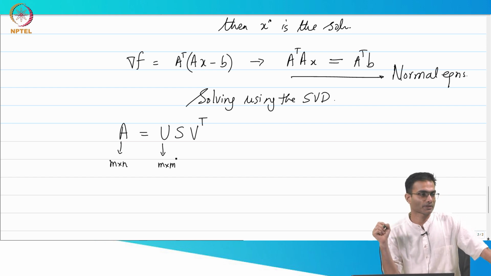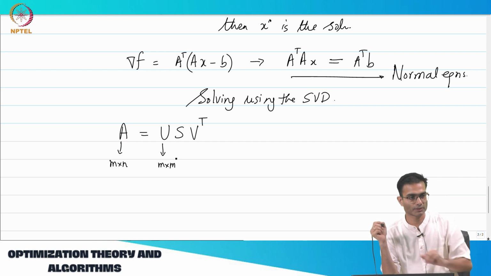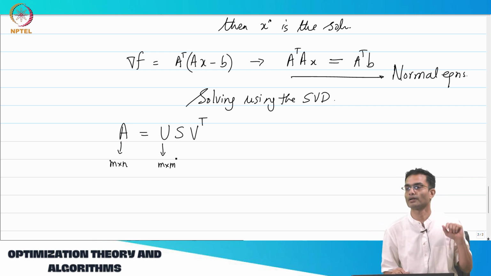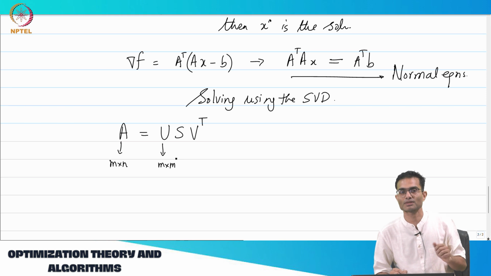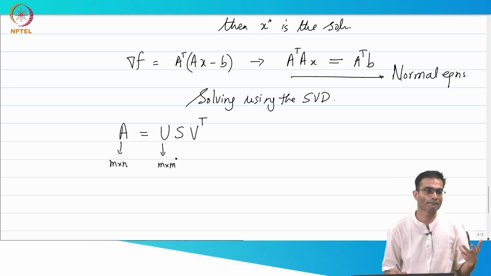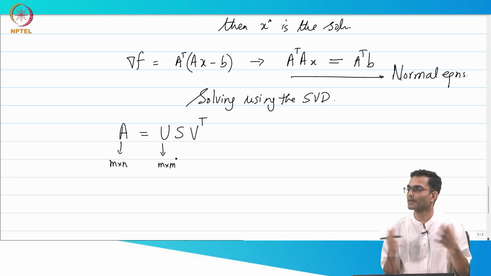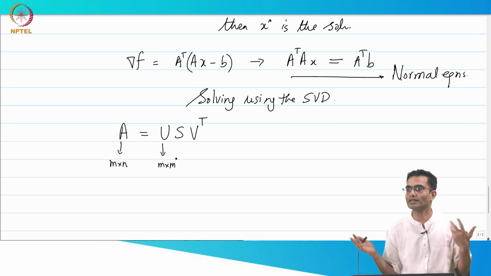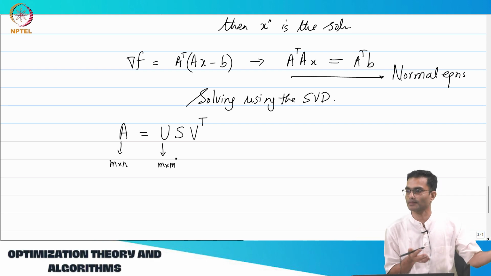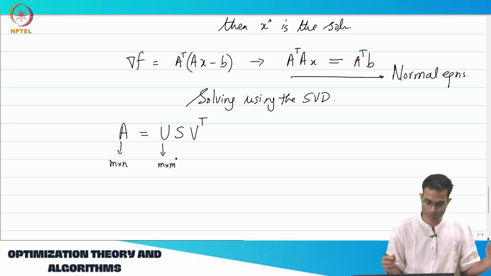It's an orthogonal matrix. All the columns are orthogonal to each other, right? If they're orthogonal with respect to each other, what is the other nice property that you get out of it? It's a basis for Rm. Any vector in m dimensional space can be written in terms of the U's.